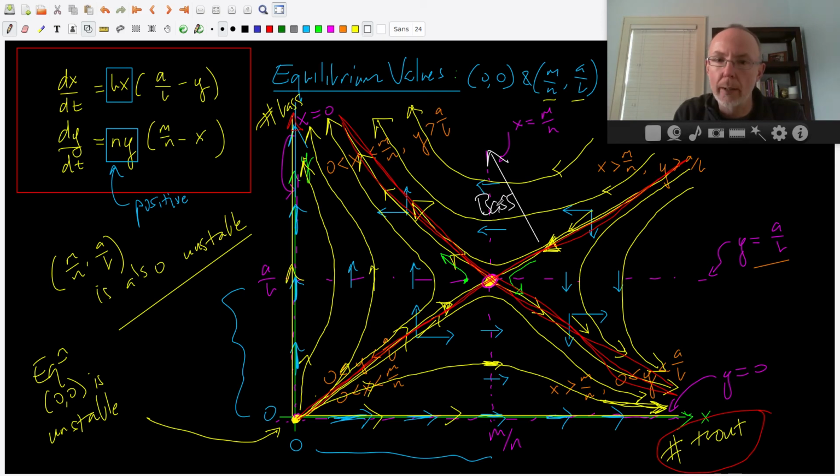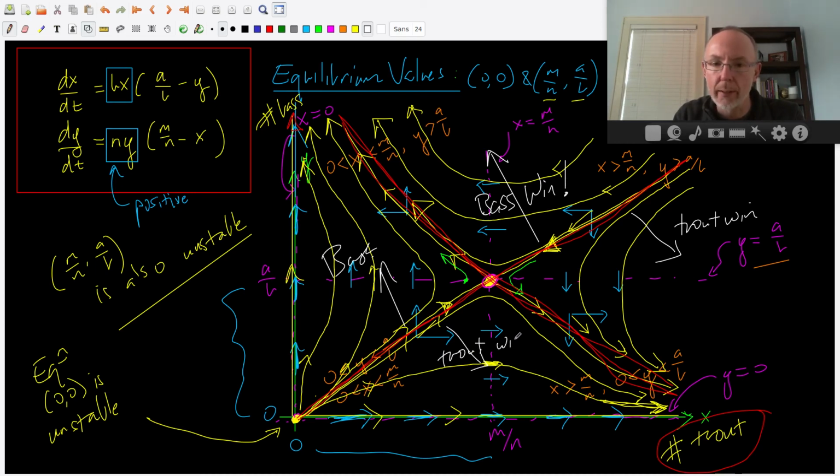So this whole side of the picture is where the bass win, right? Anywhere I start on that whole picture, anywhere from that diagonal line to and above, the bass are going to win. But on the other side, down here, the trout are going to win, right? If what we mean by win is the other species die out.